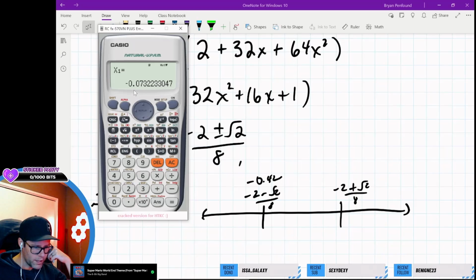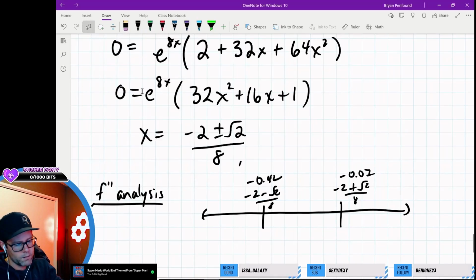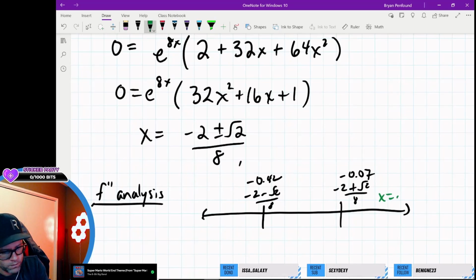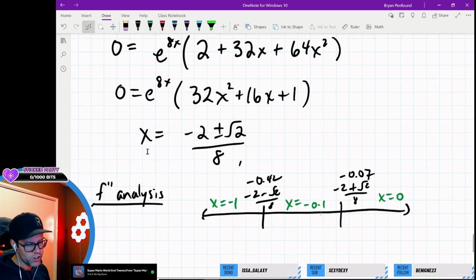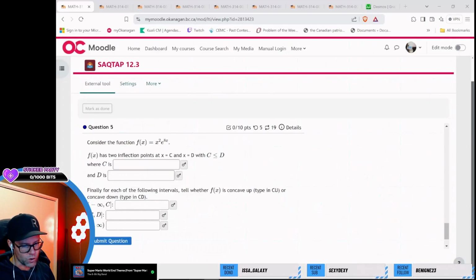Oh, did I write these wrong? Did I do these backwards? No, that's right. -0.07. So they're both negative values. I need to find something bigger than -0.07, so 0 should work. I need to find something less than -0.42, so -1 should work. And then we need something in the middle, -0.1 maybe? That should do the trick. And then it's really just kind of plugging this back into our second derivative and seeing what happens.